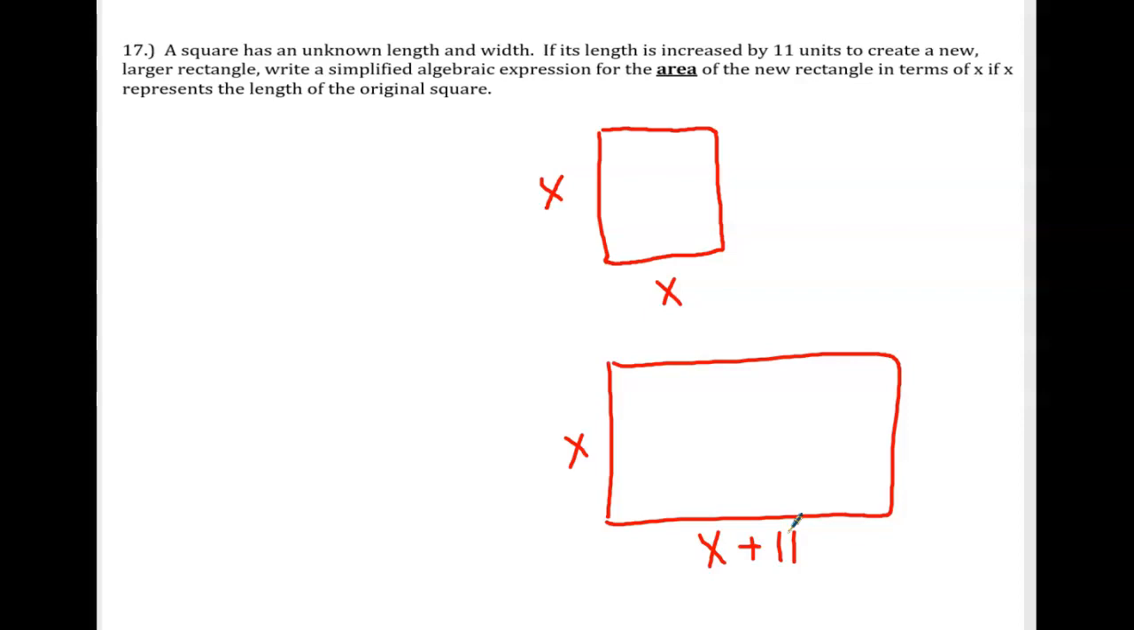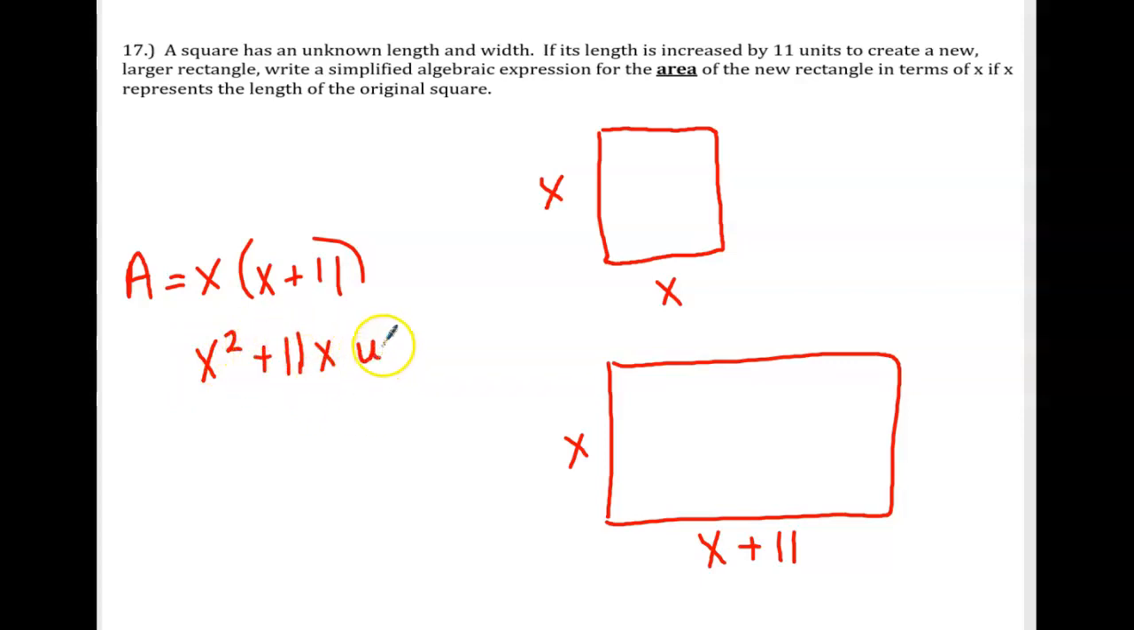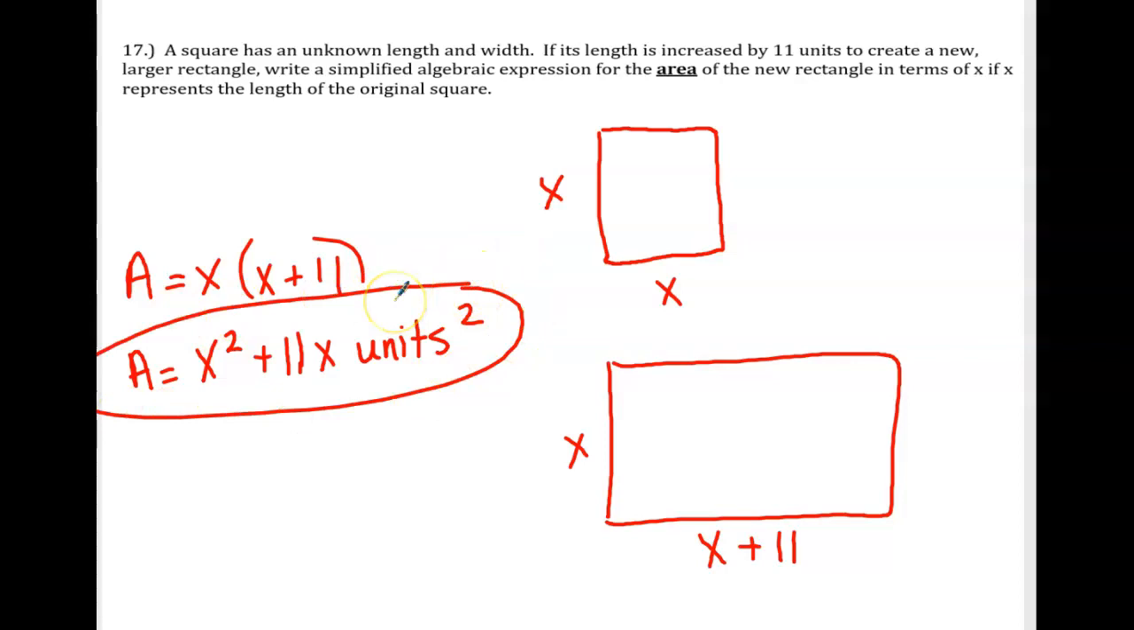It says write a simplified algebraic expression for the area of the new rectangle. So the area is the length times the width. So we're going to take our x times x plus 11. And now all we're going to do is distribute this. We get x squared plus 11x. But our area is going to be units squared.